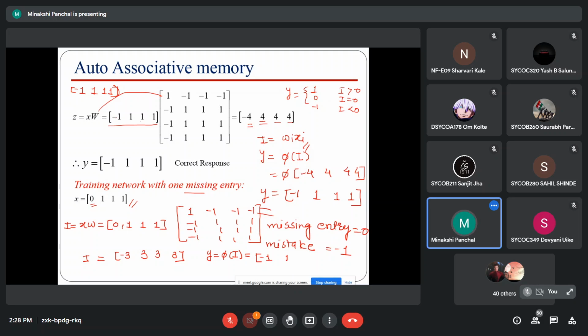So this is 1. And similarly for the remaining two values also. See, what was my input? 0, 1, 1, 1. But auto-associative, this network is capable of retrieving the original input because it is trained. Whatever weight matrix is there.